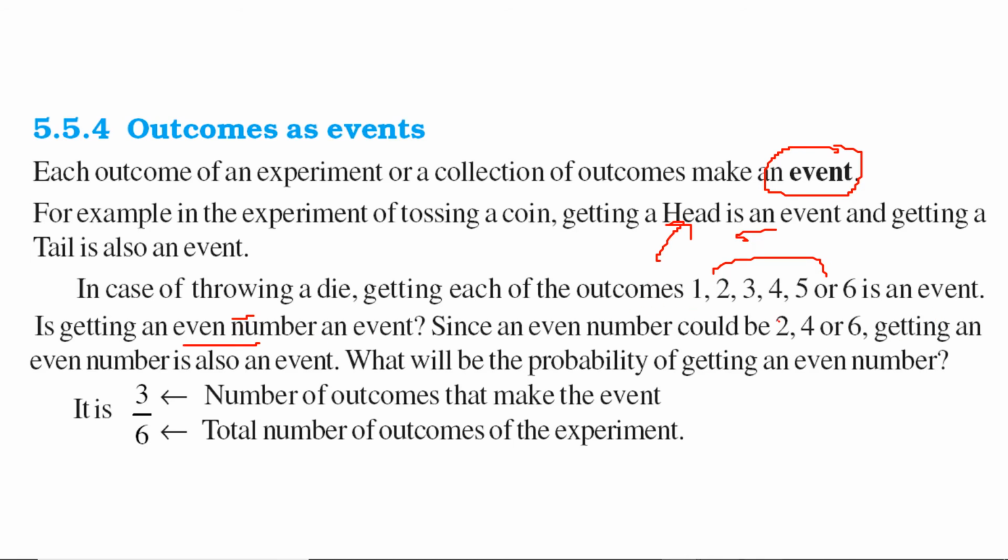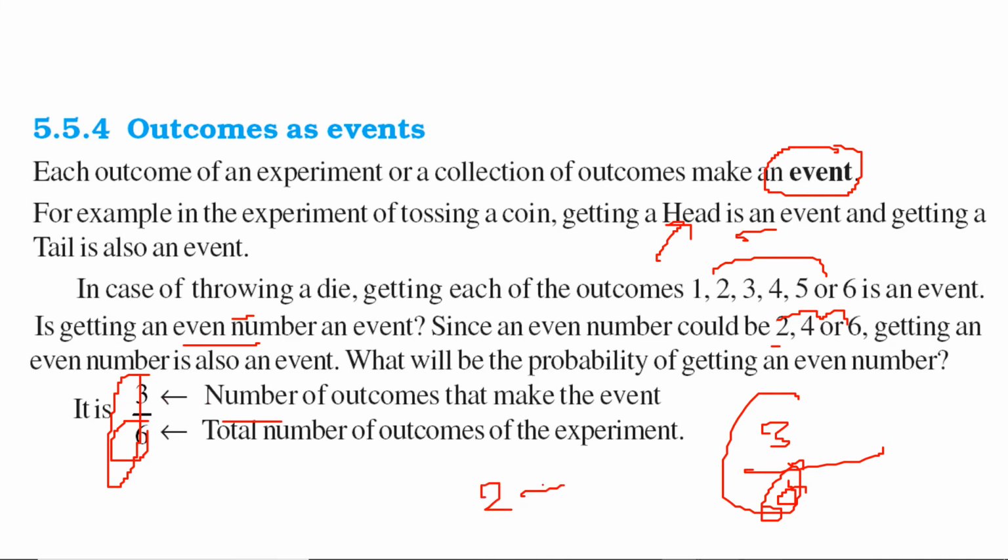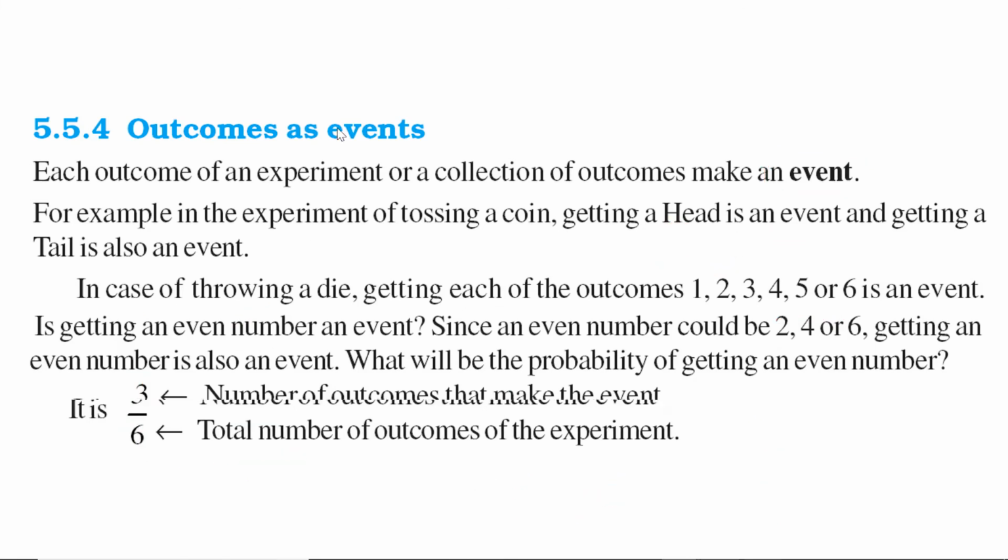So even number 2, 4, 6, how many are these? Total 3, and total number of outcomes are 6. So getting an even number is 3 by 6, because even means 2, 4, 6. So we are taking out of 6, 3 as the event. So the probability of an event is the total number of outcomes that make the event, which is our 2, 4 and 6, and the total number of outcomes of the experiment is 6.